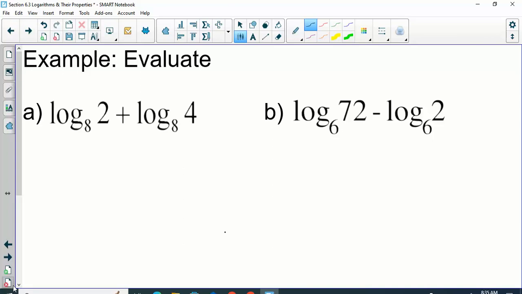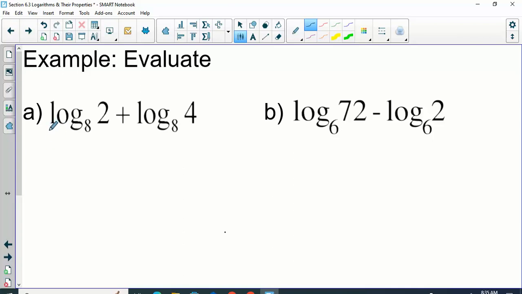So, if I asked you to evaluate this, I don't know if it's good or not. We did some yesterday, but it's not as obvious like 8 to what power equals 2 or 8 to what power equals 4. So these are maybe not ones that it's easy to just look at and know the answer. Yeah. Would it be negative 1/3 for the first one? It would be 1/3 for the first one. You could do it that way.